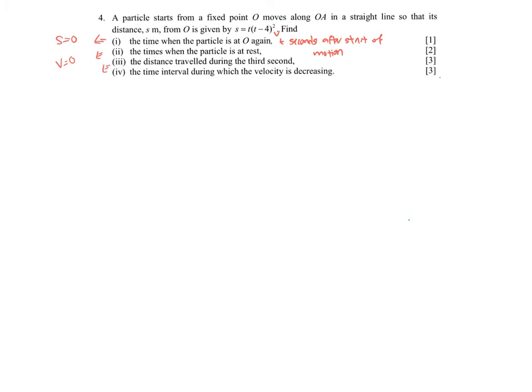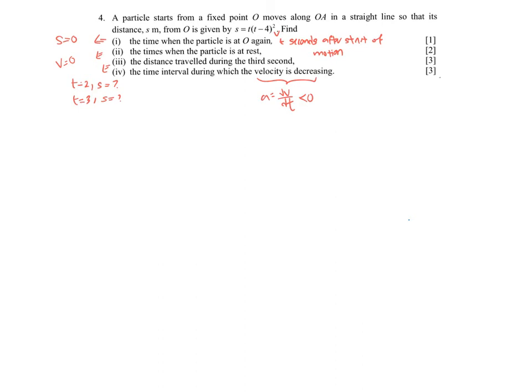For part 3, distance traveled during the third second, we will need to find the displacement first. At t equals 2, what is my displacement? Likewise, when t equals 3, what is the displacement? And then we try to find the distance from there. For part 4, the time interval during which the velocity is decreasing, we are looking at dv/dt to be negative, and that would be my acceleration. Alright, without further ado, let's start the question.